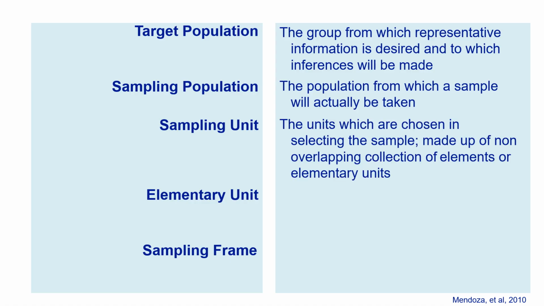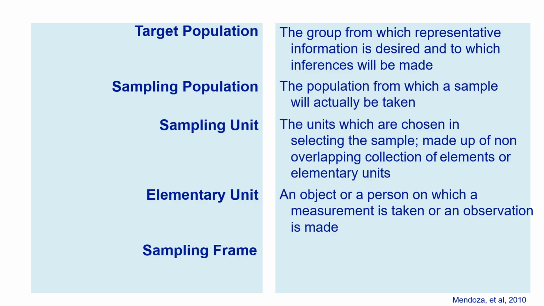Now, the sampling unit is the unit or units which are chosen in selecting the sample. It is made up of a non-overlapping collection of elements or elementary units, while the elementary unit is the object or person on which the measurement or observation is to be made. To make this distinction, given for example a study on the prevalence of burnout among physicians in the National Capital Region, the sampling units are the government and private hospitals in NCR, and the elementary unit is the physician.